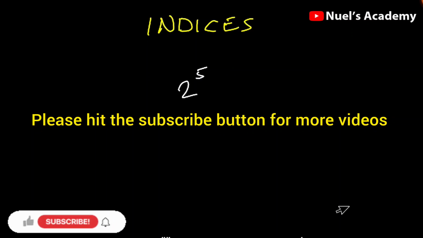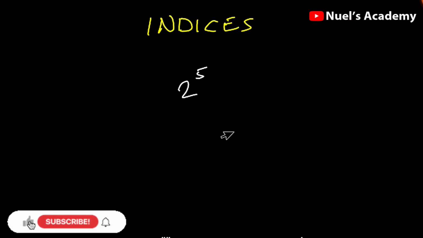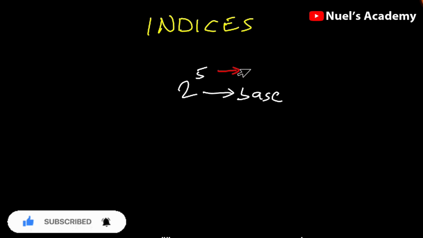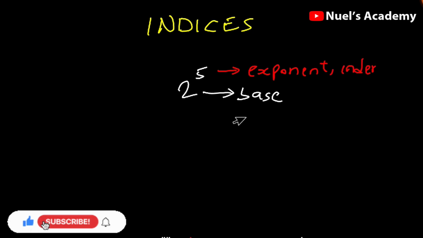In this lesson, we're going to be discussing indices, and we're focusing on laws of indices. Now, if you have this expression, this 2 here is the base, and this 5 is the exponent or the index. So this whole expression can be called the 5th power of 2, or 2 to the power of 5. So let's go ahead and discuss the laws of indices.